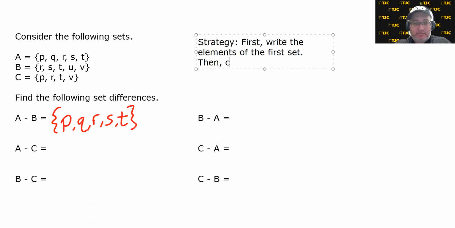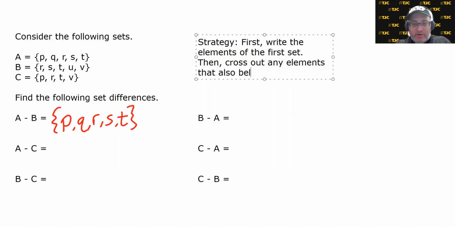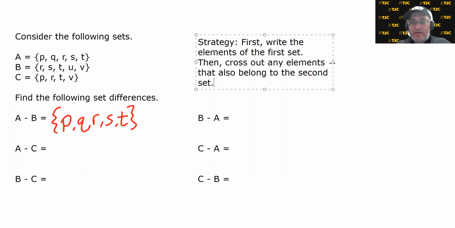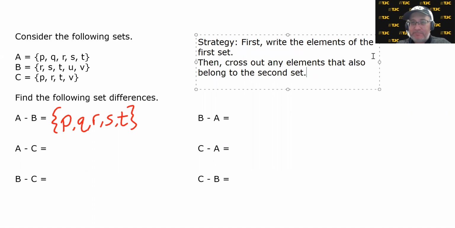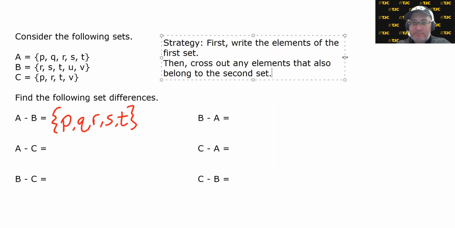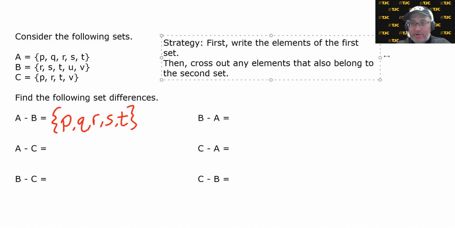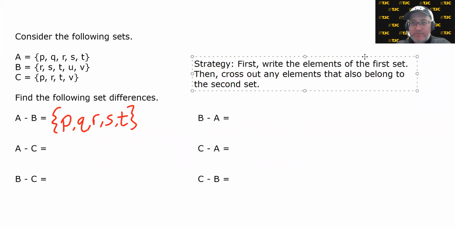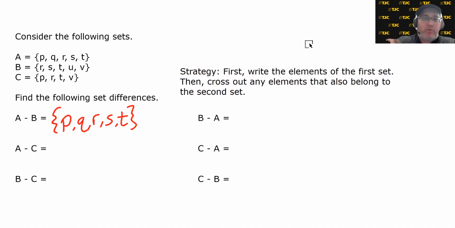Then cross out any elements that also belong to the second set. And we can literally grill them one at a time. All right, so you start by writing the elements of the first set, which we did when we wrote the elements of A, but now we're going to go to what we wrote down and ask it, do you belong to the second set? And if you do, we're going to cross you out.